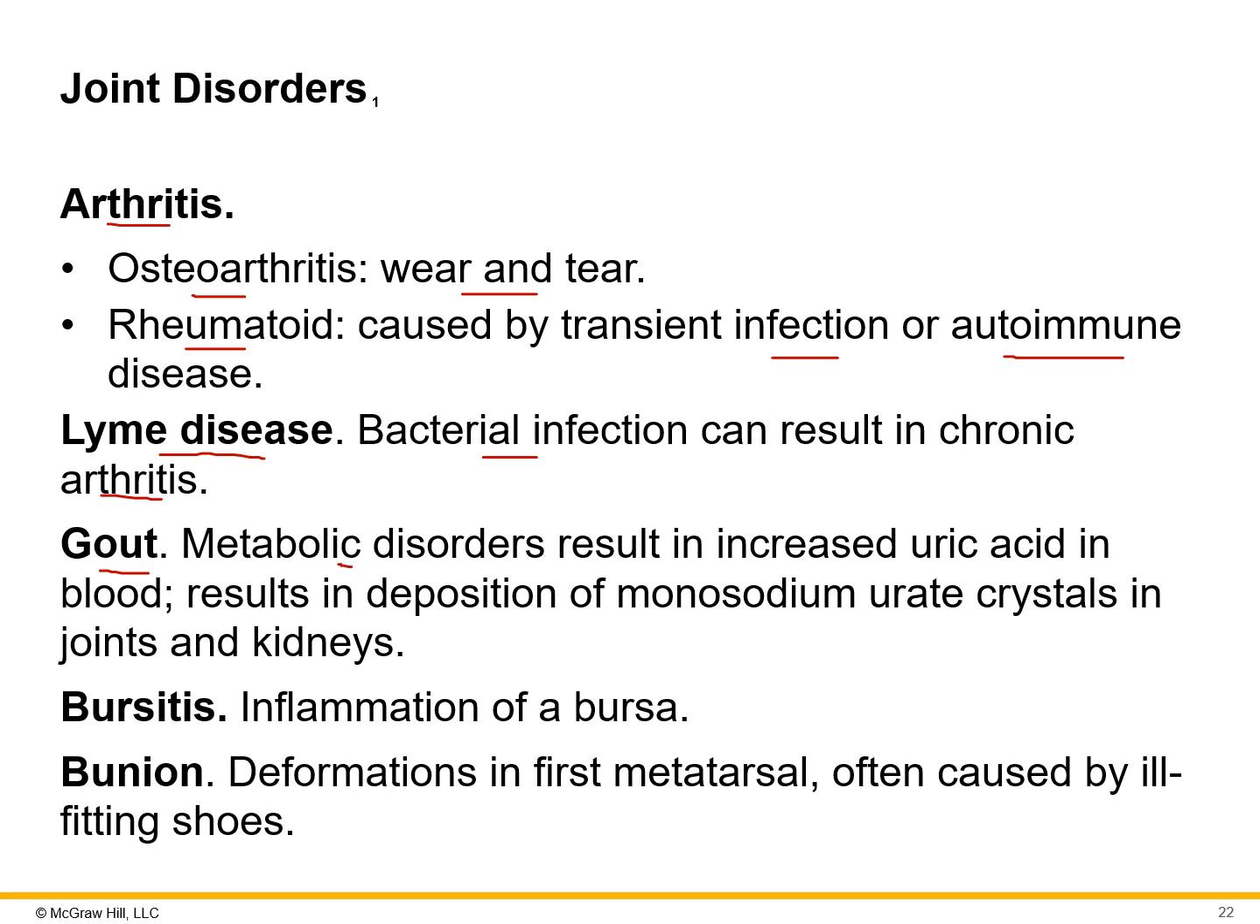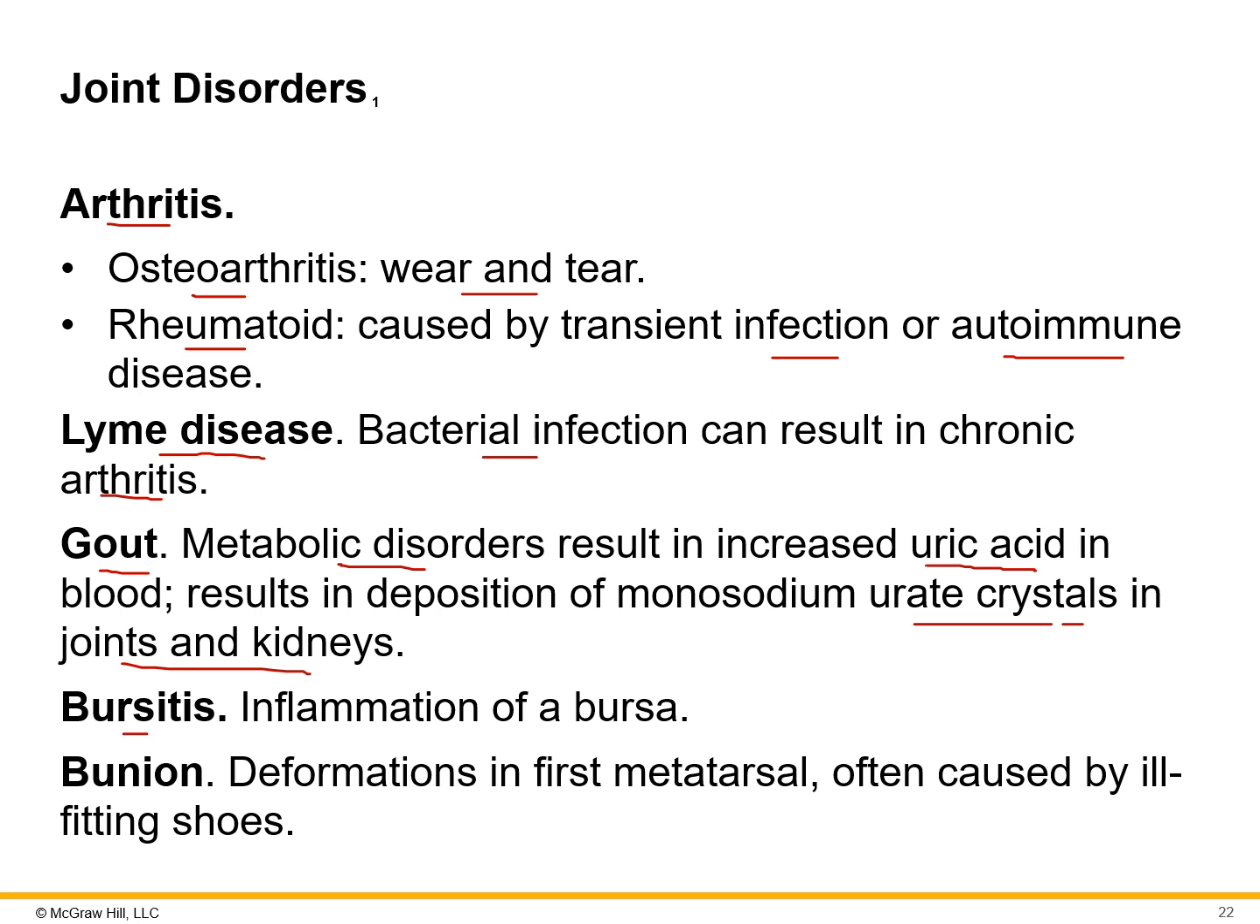Gout is a metabolic disorder. So again, think about getting and using energy. What happens is they build up too much uric acid in the blood, and it gets deposited as urate crystals in the joints and the kidneys. So again, talking about range of motion and joint health, if we have all these crystals build up in those joints, it causes a lot of pain and a lot of damage.